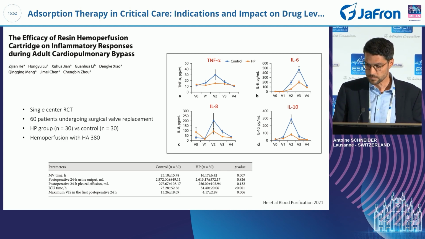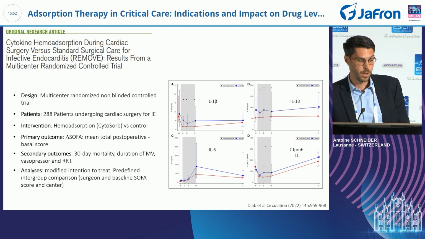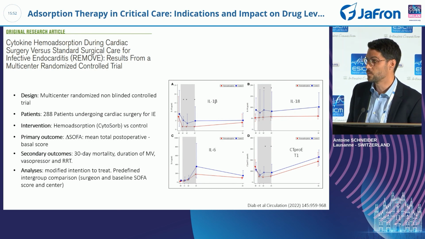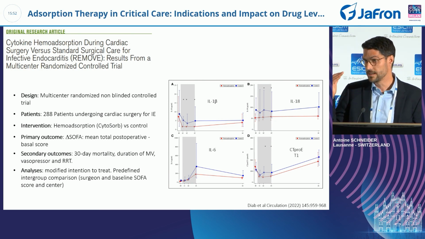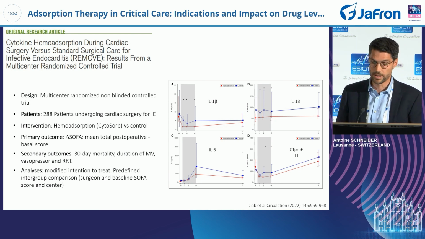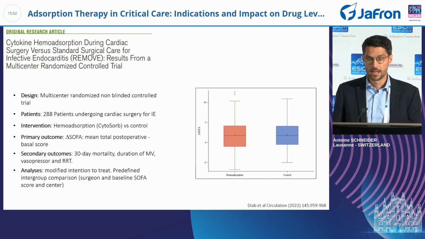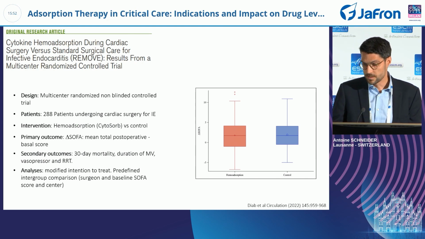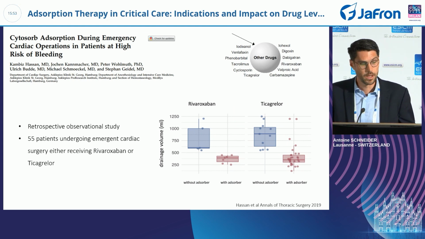Of course, the world is complicated, and a larger randomized controlled trial was conducted in patients with endocarditis, a situation where you would expect a very high inflammatory response, and it did show a decrease in the inflammatory response, as shown on the right side of the cartoon. IL-6 was lower, IL-1 beta, IL-18, all these cytokines were lower in the intervention group. However, this did not translate this time into clinical benefit, and the primary outcome, which was a decrease in the SOFA score, was negative.